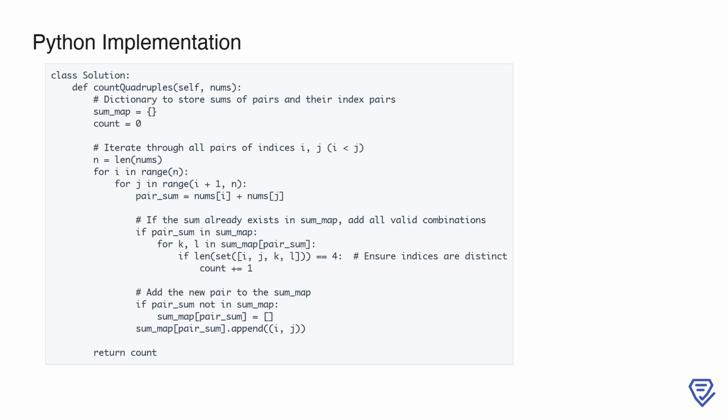Complexity. Time complexity. The algorithm uses nested loops over all pairs, resulting in n squared iterations. For each pair, the sum lookup and addition are O(1). Thus, the overall complexity is n squared. Space complexity. The space required for sum_map can grow to n squared in the worst case, where all pairs have unique sums. This implementation is efficient for moderately sized arrays and avoids a brute force n to the power of 4 approach by leveraging the sum map for optimization.